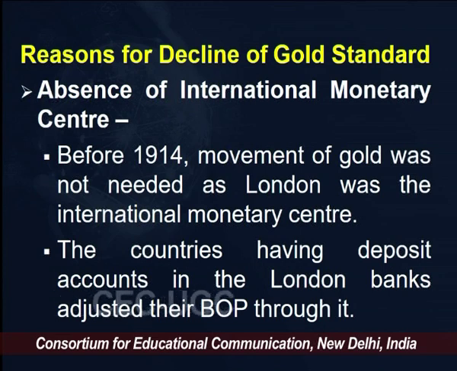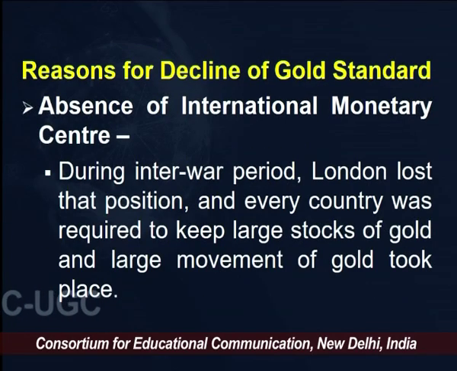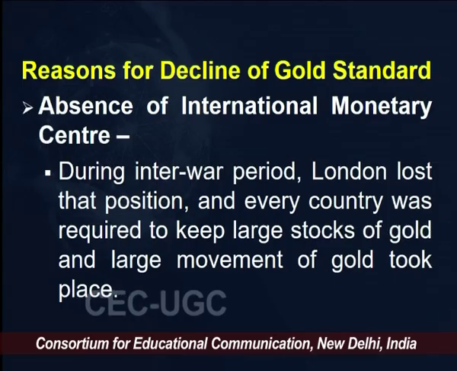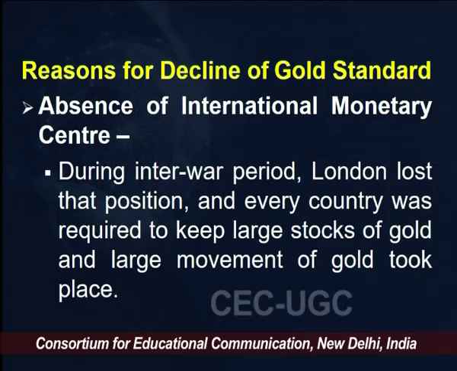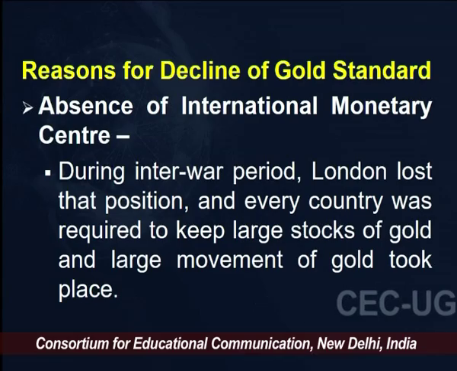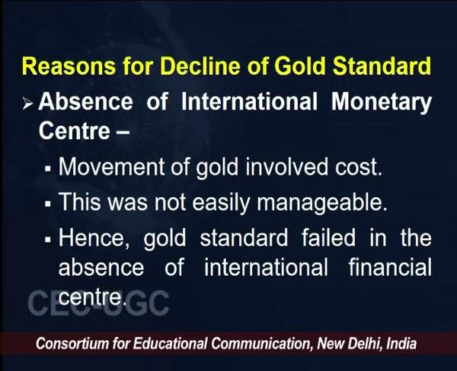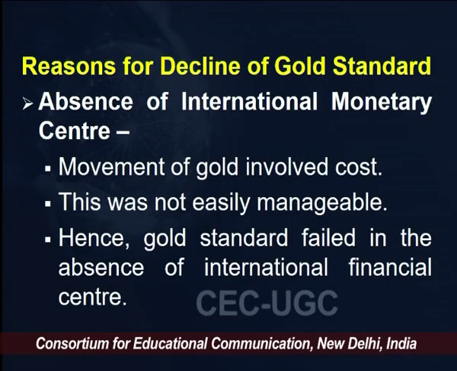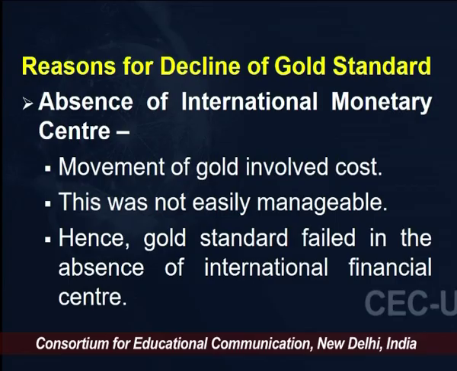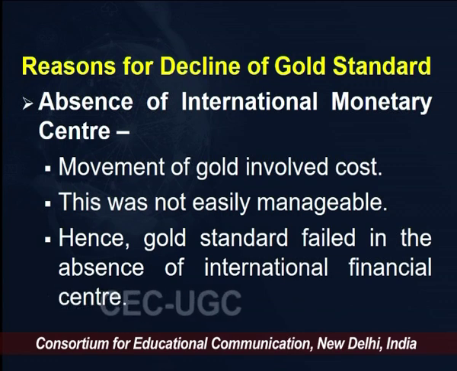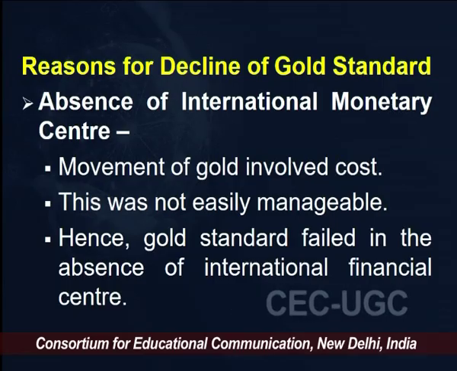Absence of international bodies like an International Monetary Center was there during that time, and that is another reason. Before 1914, movement of gold was not needed as London was the International Monetary Center. The countries having deposit accounts in London banks adjusted the BOP through it. But after the war, during the interwar period, London lost that position and every country was required to keep a large stock of gold, and large movement of gold took place. Because of the absence of this International Monetary Center, and movement of gold being a costly affair, everything became unmanageable, and this led to the decline of the gold standard.